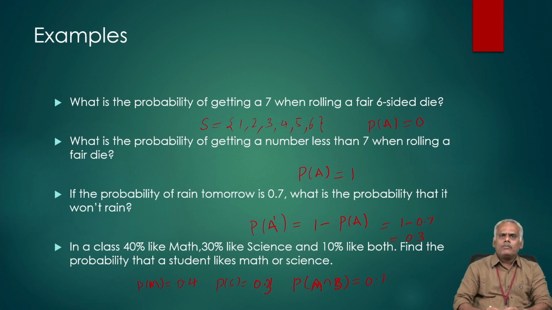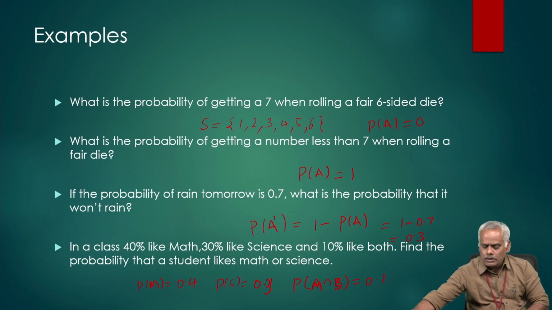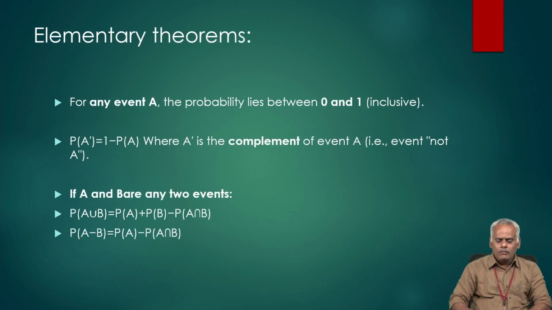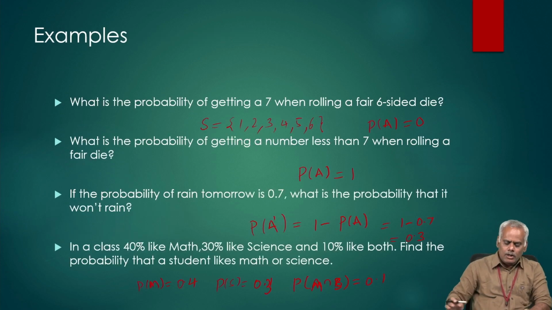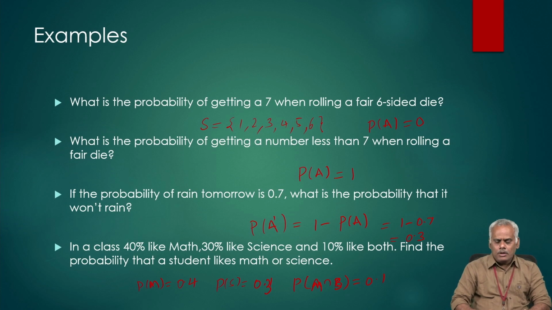Then by using the third elementary theorem, that is probability of A union B is equal to probability of A plus probability of B minus probability of A intersection B. So probability of M union S is equal to 0.4 plus 0.3 minus 0.1, that is 0.7 minus 0.1 is equal to 0.6.